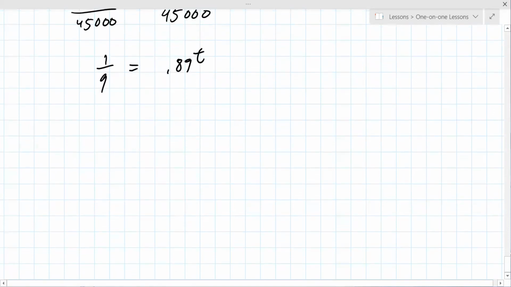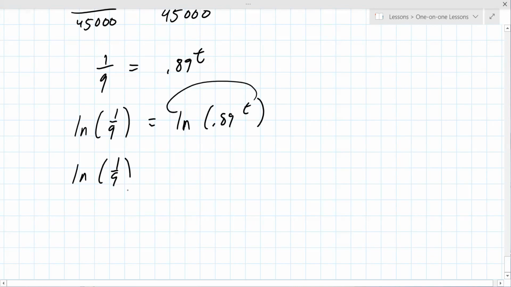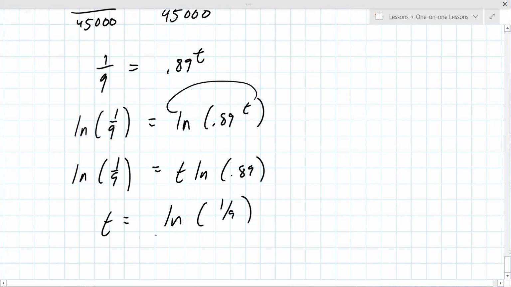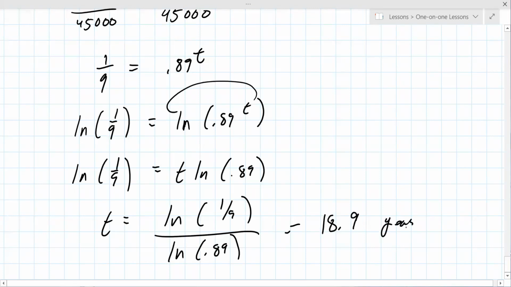The only way to get a variable out of the exponent is to use natural log. So we get natural log 1/9 equals natural log 0.89 to the power of t. This t comes in front. So you have natural log 1/9 equals t natural log of 0.89. Divide both sides by natural log of 0.89. So you have natural log 1/9 over natural log of 0.89. We'll get some values for that. 18.9 years. That's probably unreasonable. It actually probably goes there faster than that.